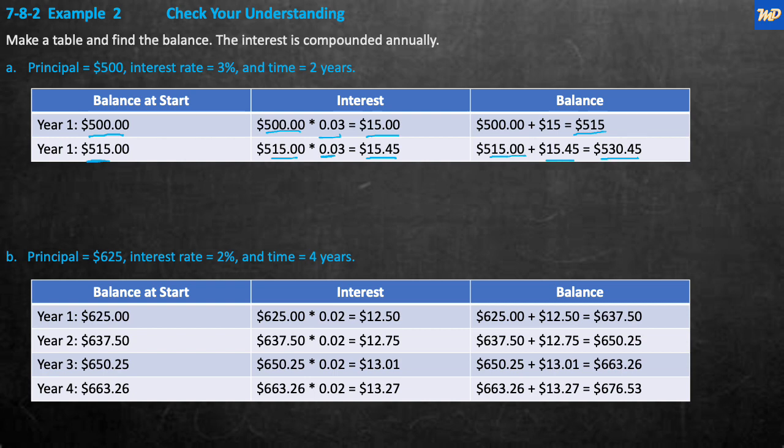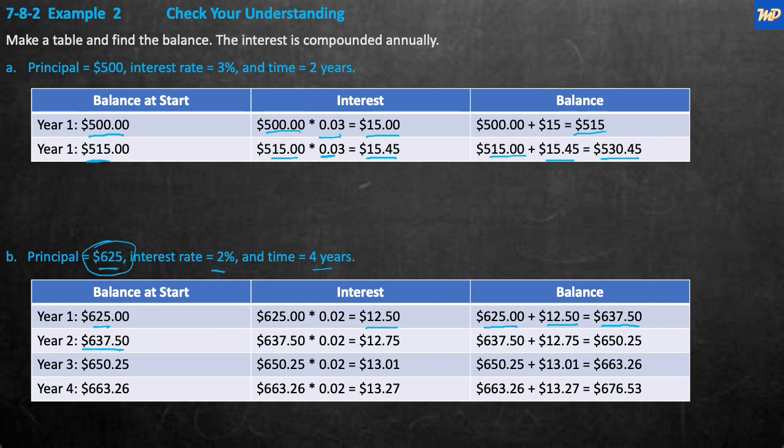Let's look at B. Principal, $625. Right here, $625. The interest rate is 2%, and the time is 4 years. Okay, we're going to do the first year, $625 from right up here. 625 times 0.02, which is 2%, is $12.50. We add the $12.50 to the 625, and we end up with $637.50. That $637.50 is the input to the second year. It's your balance at the beginning of the year.